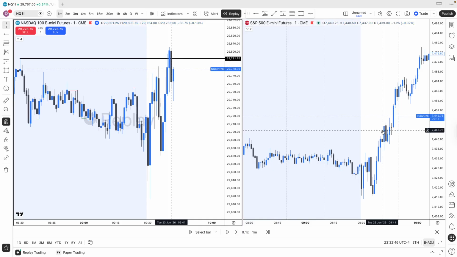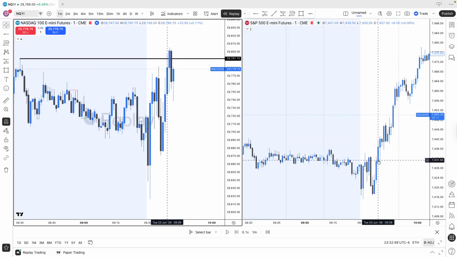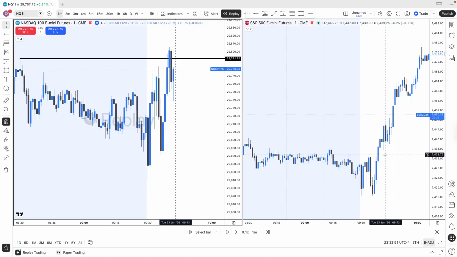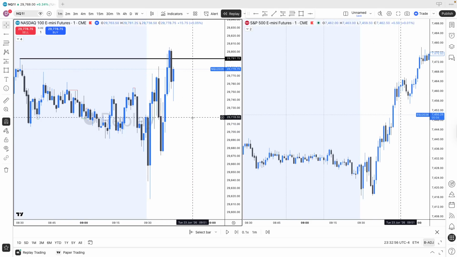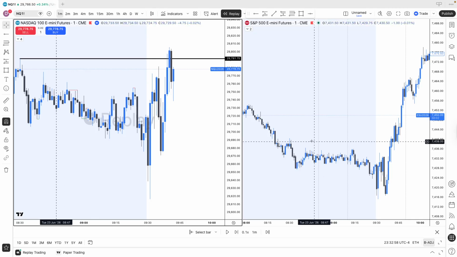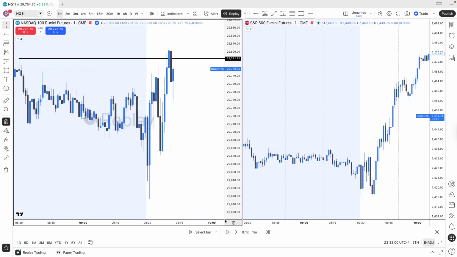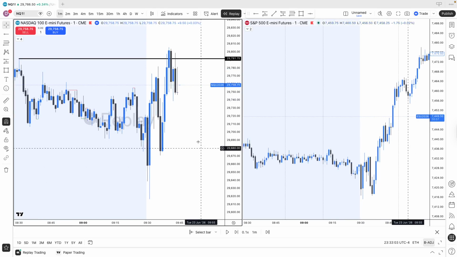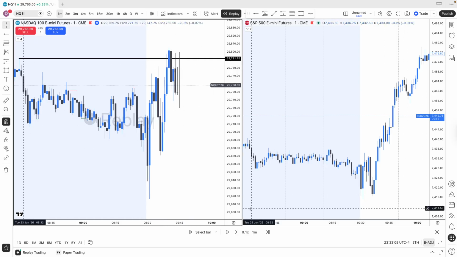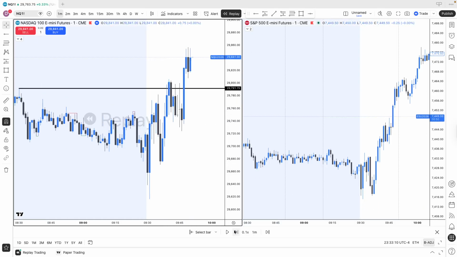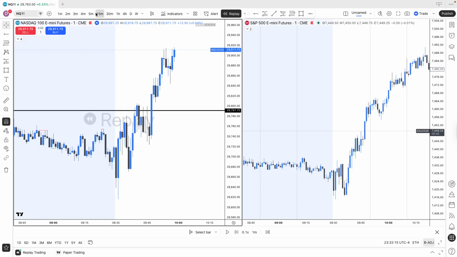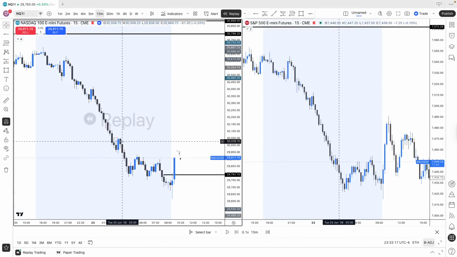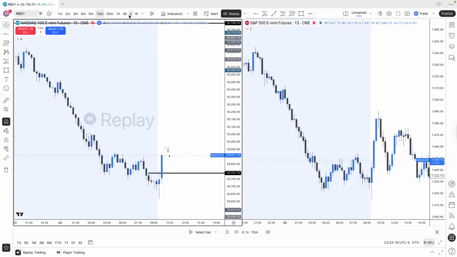Why didn't I take this? Well, ES wasn't even really close to inversing the gap. We are just kind of slowly chopping up. ES finally hits it. I would have liked to see a 1-minute inversion right here just to confirm that we are bearish. We did not get it because we are just slowly chopping around, and then we end up going higher. So I'm like, all right, we're getting a rebalancing move.